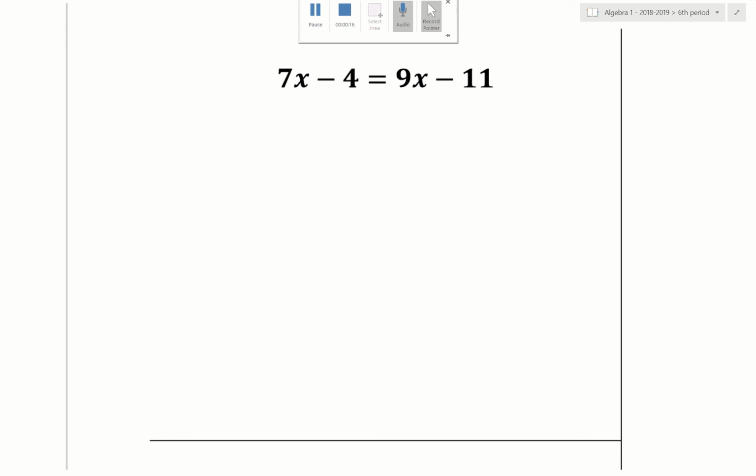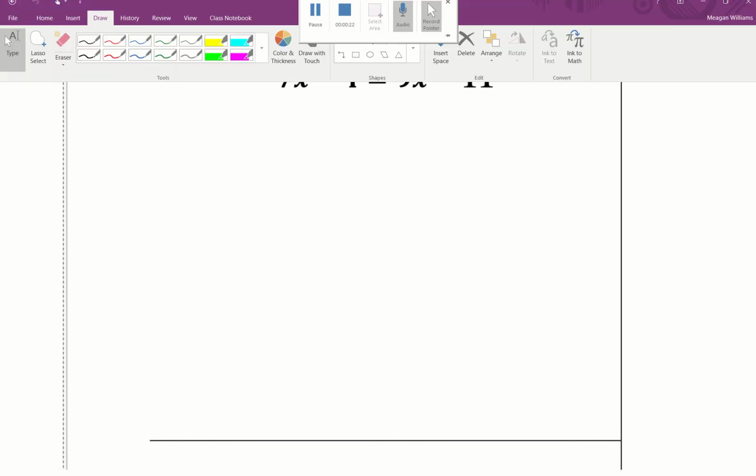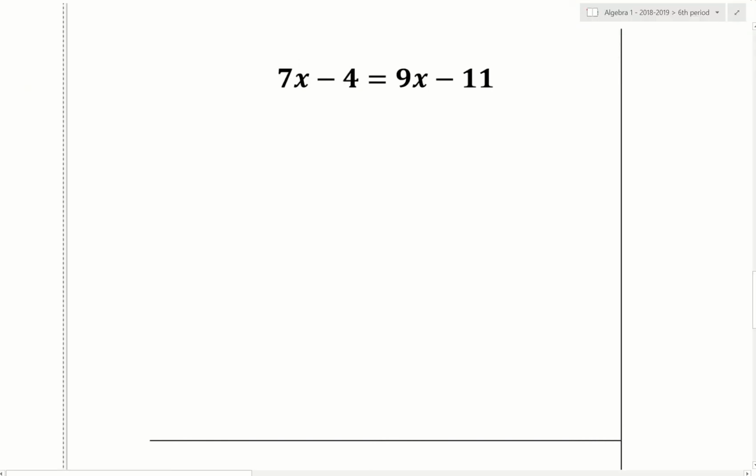Okay, so we are on page 5 in our journal, 1-5 notes. And what we're going to be talking about is solving equations when there are variables on both sides. Last time we just did one side, and y'all did really, really well on it. But do you remember my solving steps that I use on every single problem?